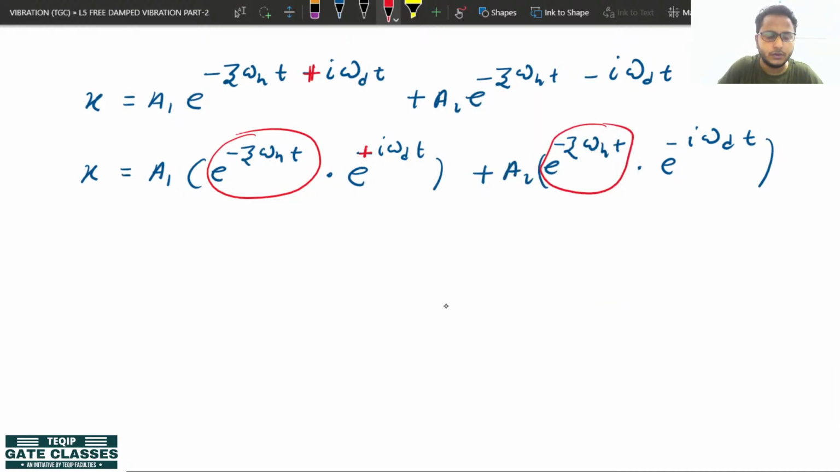So if we take a common, then x will become a1 plus a2 multiplied by exponential to the power minus zeta omega n into t, right.